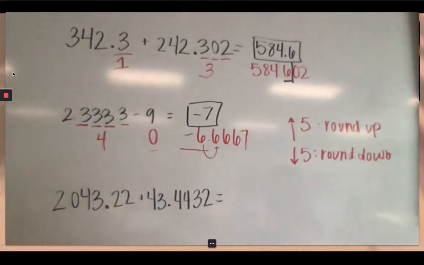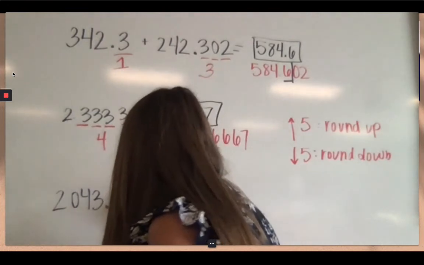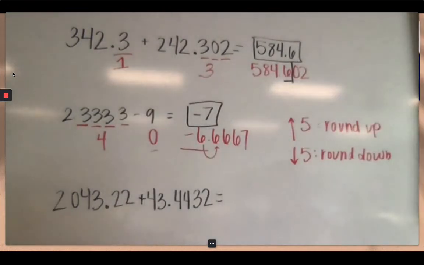I want you to take a moment and try to solve this final question on your own. This is a plus sign. 2043.22 plus 43.4432. Using the correct number of significant figures. Pause the video at this time and then resume it when you're ready.